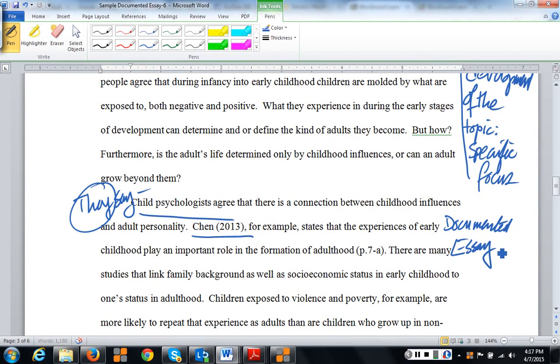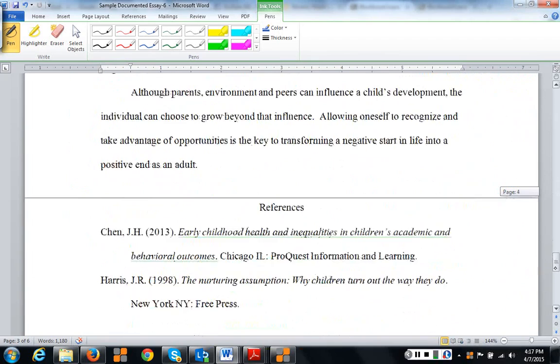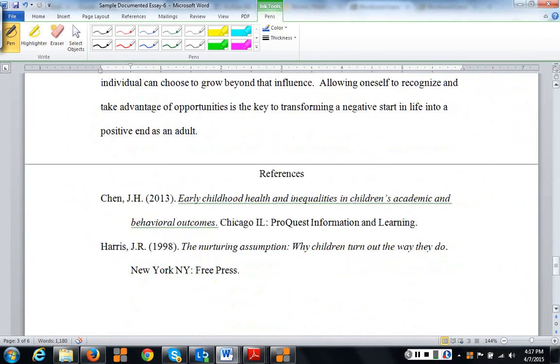You're getting the point now, aren't you? It's a documented essay because it uses an outside source, in this case, Chen. Now, we don't know who this Chen is. How do we find out? Well, we find out who this Chen is by going to the list of references, right? We don't need to give all of this information here in the text of the paper because it's listed at the end. So I'm reading along, I say, Chen, who is this Chen?